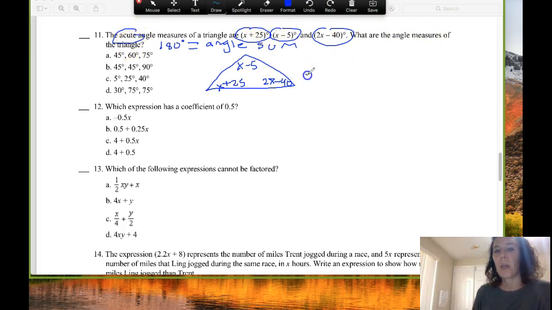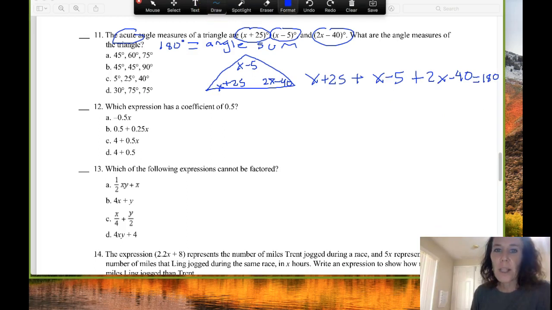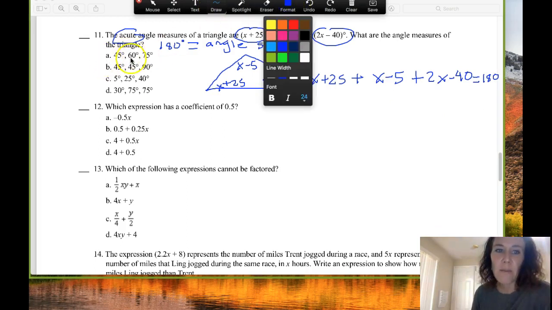Here's what I would do. I would go x plus 25, that's one angle measure, plus x minus 5, that's another angle measure, plus 2x minus 40, that's another angle measure. And you know you have to add those all up. They have to equal 180, because that's what all triangles' angles add up to, 180. Now let's combine our like terms and figure out what x is, and then we can figure out the angle measures, right?